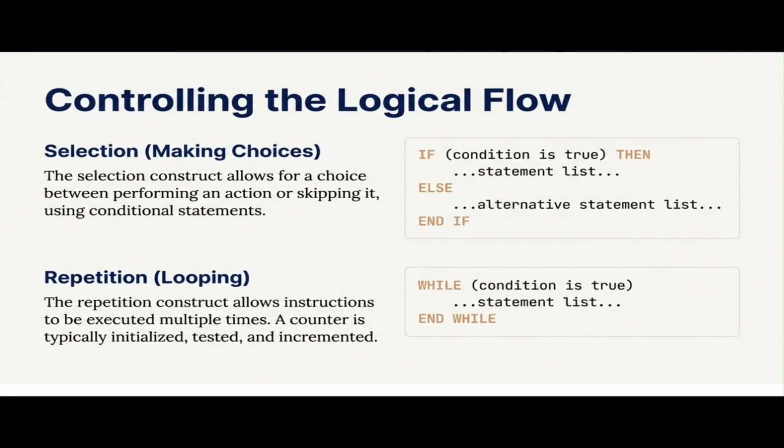Now we're getting to the fun part, controlling how your program flows. First, selection, or making choices. This is if statements. If a condition is true, do this, else do that. The example shows if, condition, then statements, else alternatives, and end if. Like deciding, if it's raining, take an umbrella. Else, don't.